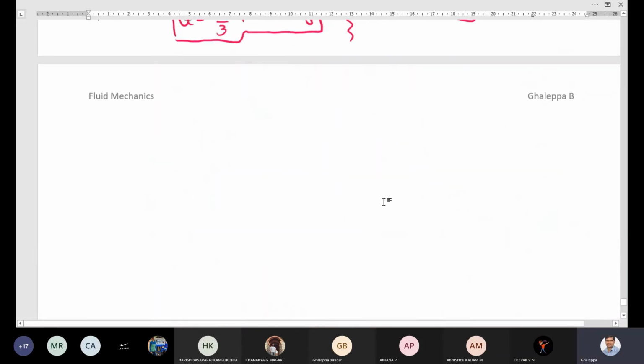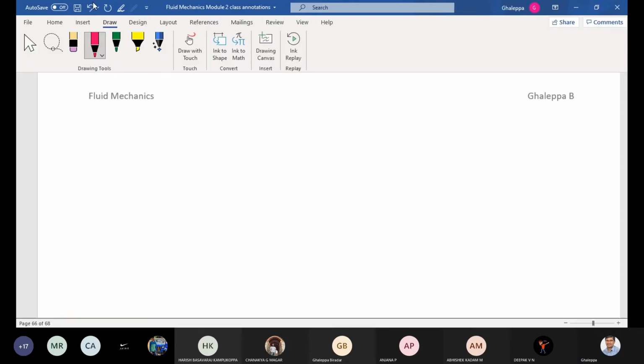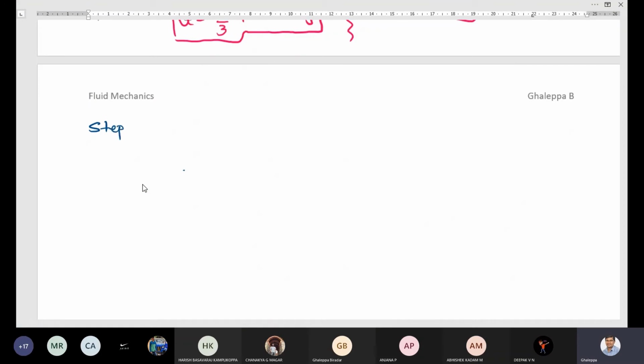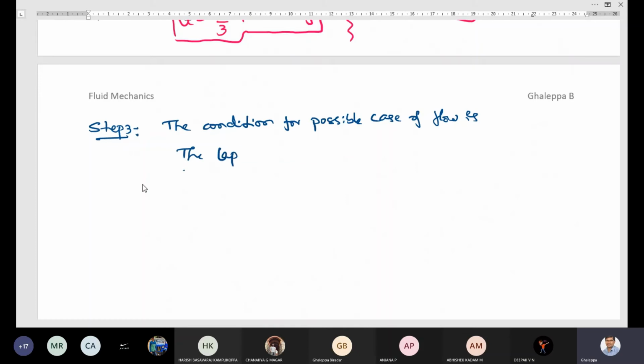Step number 3. The Laplace equation is given by the condition for a possible case of flow. What is the condition for a possible case of flow? It has to satisfy the Laplace equation. There are 2 Laplace equations, that is with respect to phi and as well as with respect to psi.